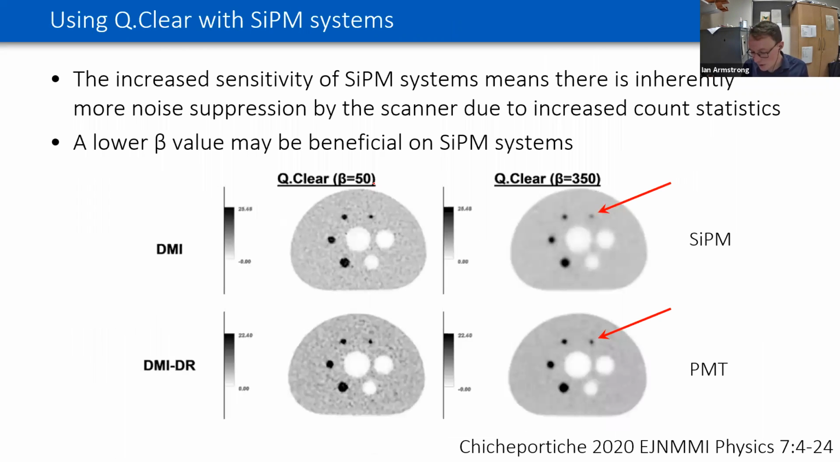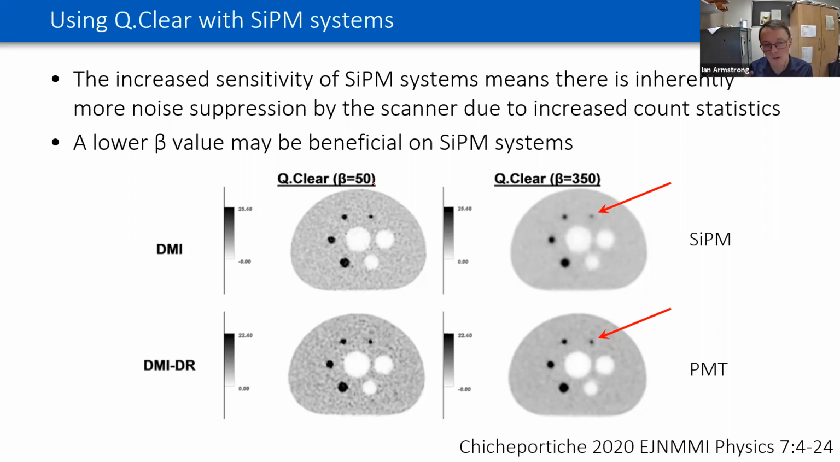Now, those of you that use Q.Clear will know that you can't apply post filtering or iterations or anything like that. That's all set in the system. What you do define is the beta value. The beta value is the weighting to the penalization that is applied to the noise propagation. So the higher the beta, the greater the level of penalization applied, and the less noise is allowed to propagate through the iterative process. The lower the beta, the more noise, and effectively the more fine detail as well.